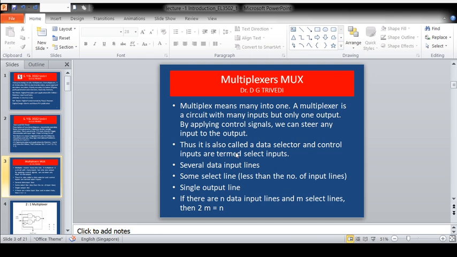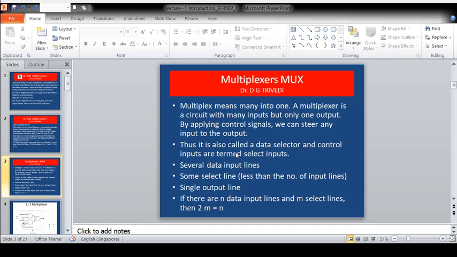We have many inputs but only one output. So which input is going to be connected at the output? Who decides? There should be some control system, and that control system is nothing but the control signal. That control signal decides which input is going to be connected, or appear, at the output. This kind of thing is known as a multiplexer.